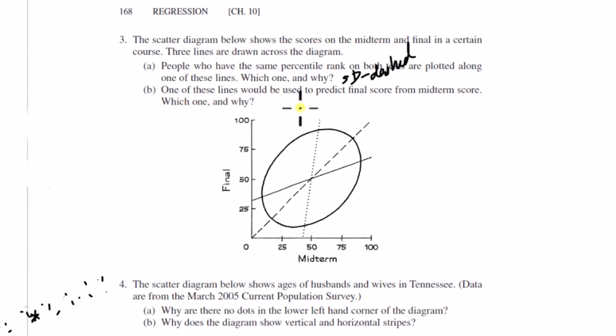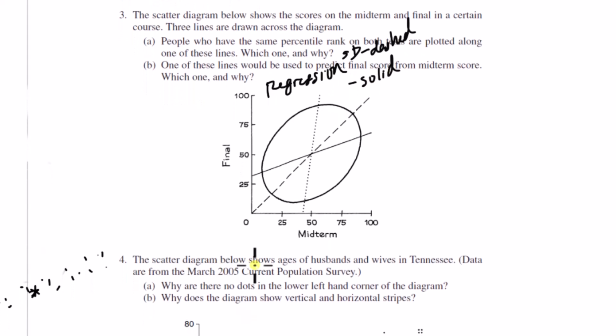One of these lines would be used to predict final scores from midterm score. Which one and why? Okay, so, I mean, the answer is the regression line. But which one is the regression line? Well, okay, we know the regression line is never going to be steeper than the SD line because the magnitude of R is always less than 1. So this is steeper than the SD line, so it's the solid line.